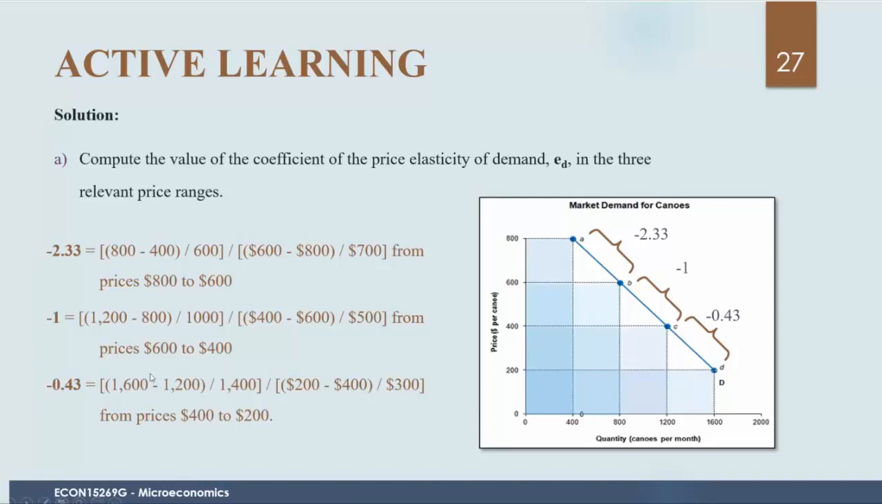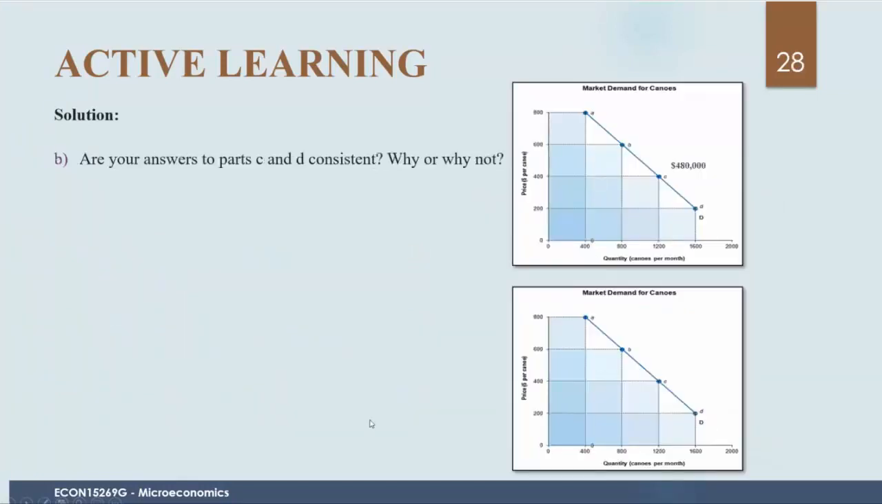For the quantity, the change between these 2 points is 1600 minus 1200, and then we divide by the average of 1,600 and 1,200. And it's just asking, are your answers to part C and D consistent? Why or why not? Yeah, of course they are.